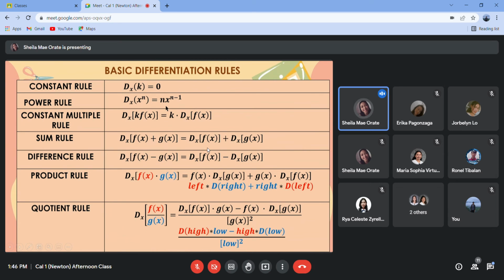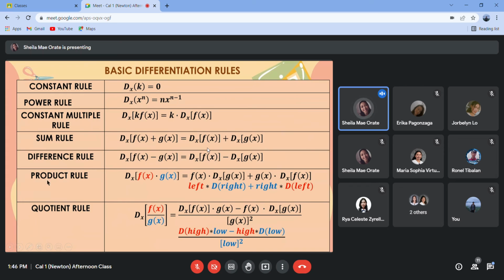The next is the constant multiple rule. This is the formula: our constant times the derivative of our f of x. Always remember this. Then we have our sum rule: the derivative of f of x plus the derivative of g of x. Then the difference rule, where the operation is what matters, which is subtraction or minus.